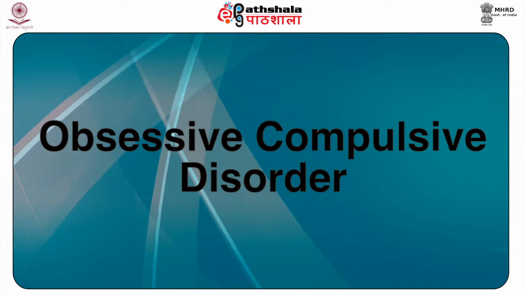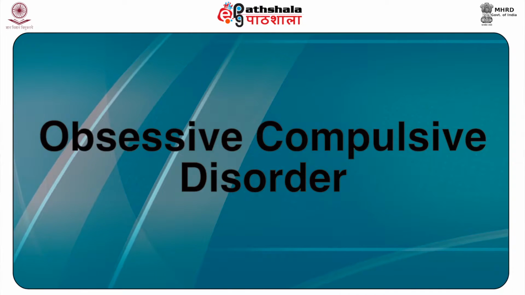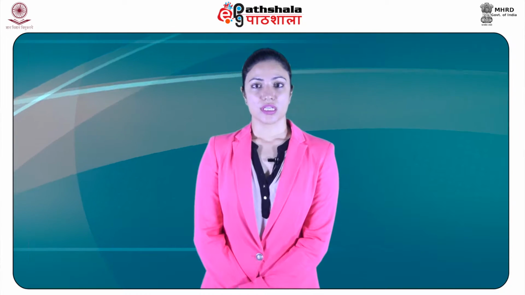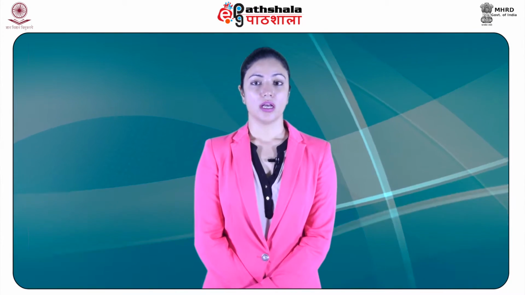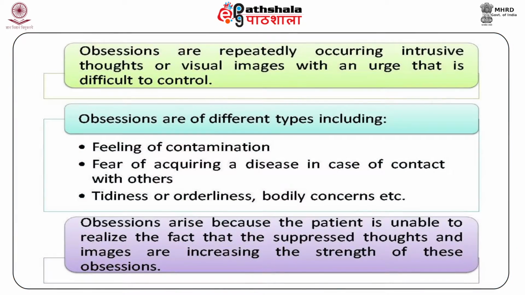The next anxiety disorder of adulthood we have is obsessive compulsive disorder. This OCD is considered to be one of the most severe and chronic of the anxiety disorders, as stated by the American Psychiatric Association. This disorder consists of obsessions and compulsions. Obsessions are repeatedly occurring intrusive thoughts or visual images with an urge that is difficult to control. Obsessions are of different types, including feeling of contamination, fear of acquiring a disease in case of contact with others, tidiness or orderliness, bodily concerns, etc.